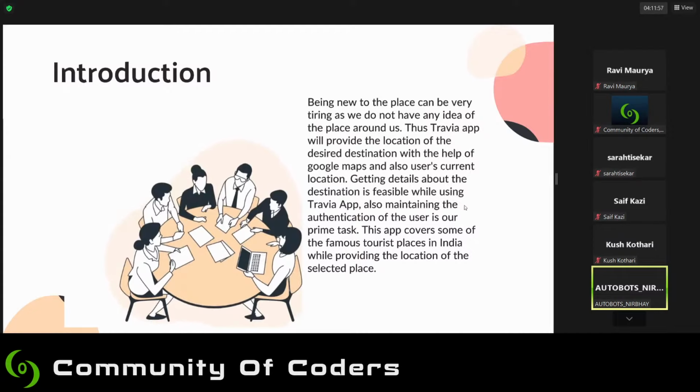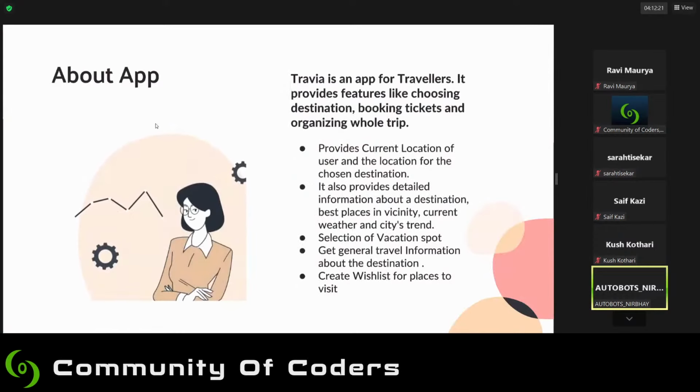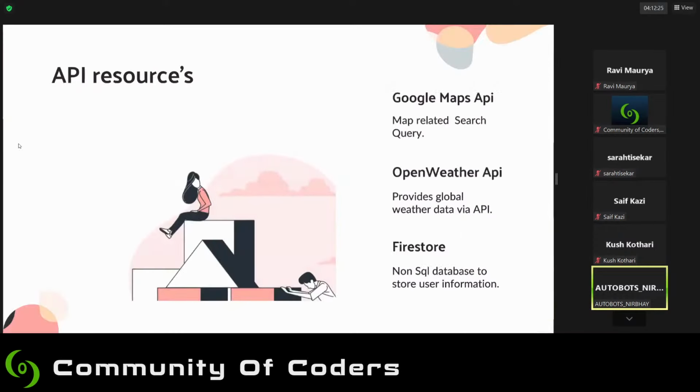Next. So now the technologies used in our app are Flutter as a framework, which is Google's free and open source UI framework for creating native mobile applications. Second, Firebase for the backend, which is Google-backed application development software. And the third, Google Cloud Platform, a third party provider. And lastly, Android Studio, an environment where you can build apps for Android phones. Now let us see what the app actually is.